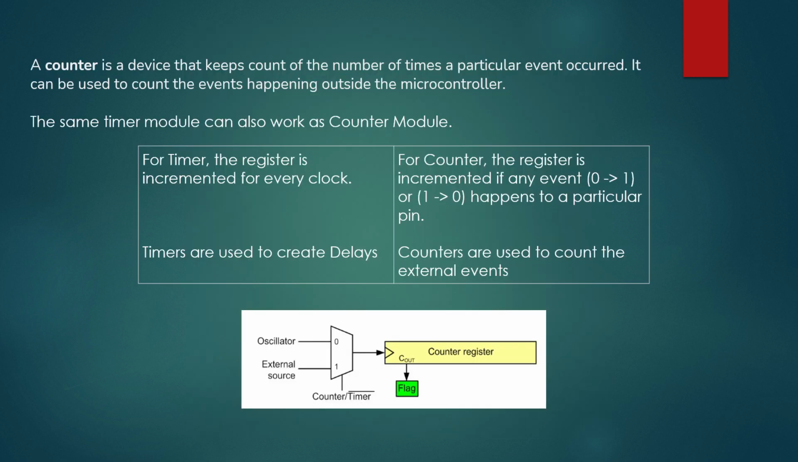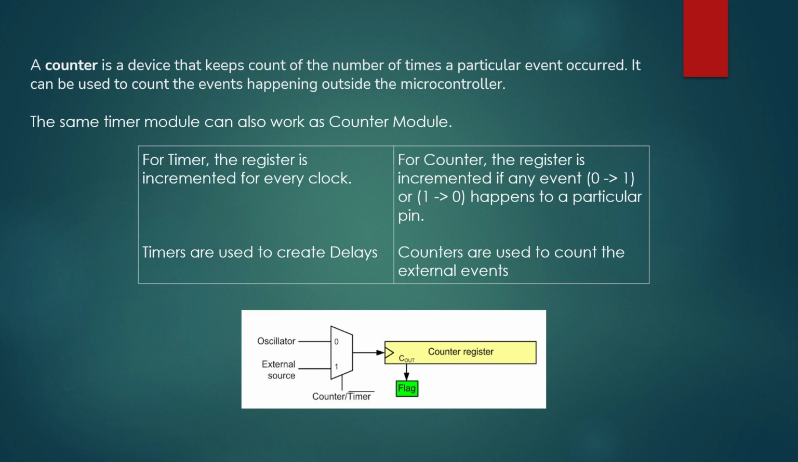Now, after the timer, one more thing is important, that is the counter. And eventually timer and counter are not separate. A counter is a device that keeps count of the number of times a particular event occurred. It can be used to count events happening outside the microcontroller, such as how many people are entering the room. Those things can be counted by using the counter. The same timer module can work as a counter module.